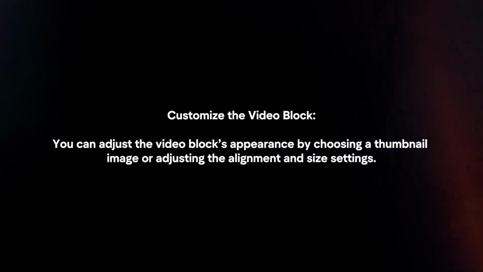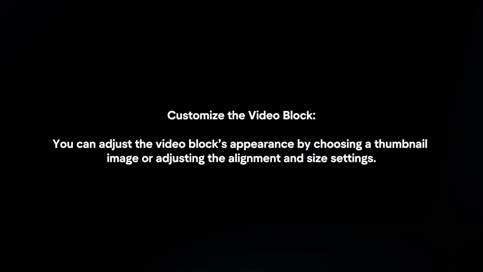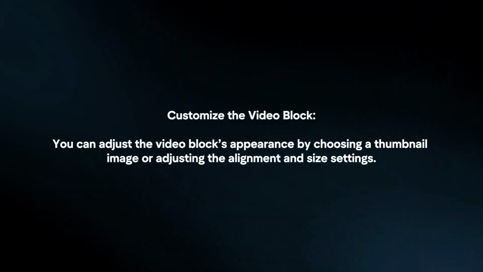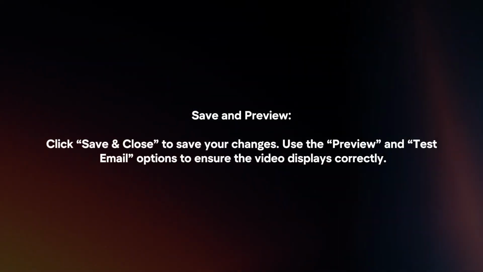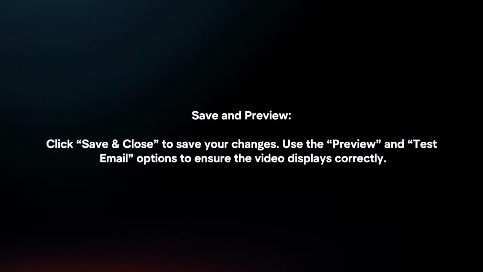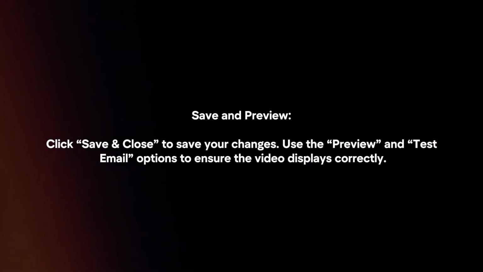Customize the video block. You can adjust the video block's appearance by choosing a thumbnail image or adjusting the alignment and size settings. Save and preview. Click Save and close to save your changes. Use the preview and test email options to ensure the video displays correctly.